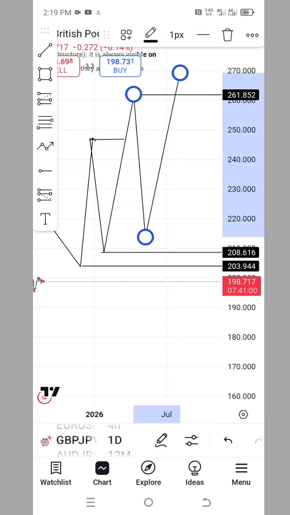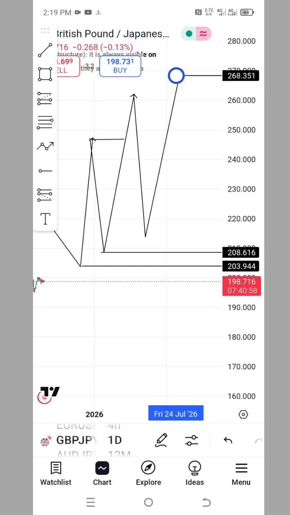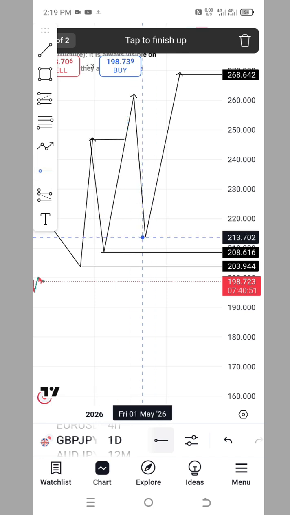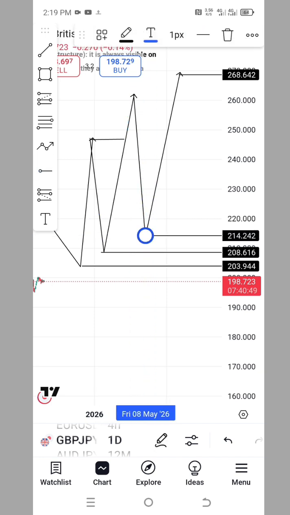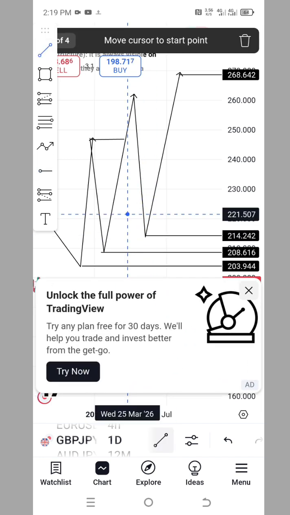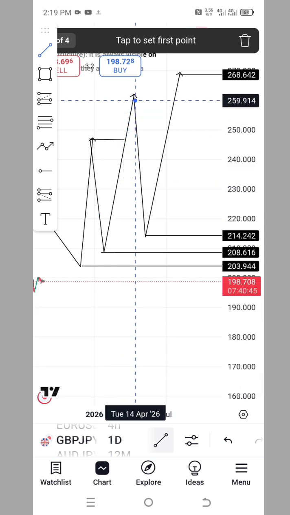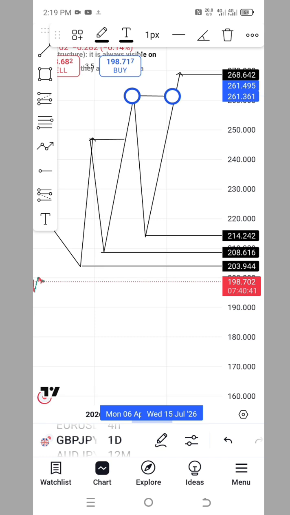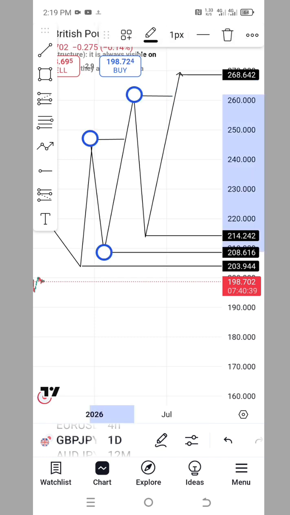Then this will now be our swing, our new higher high. Like the new high which is called higher high, then this will be the new low, which is called lower low. And this is our break of structure. I will explain this in detail very soon.